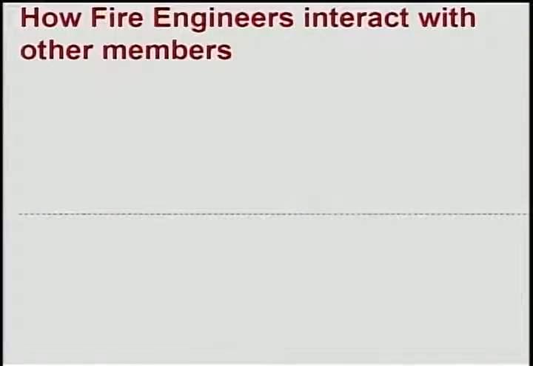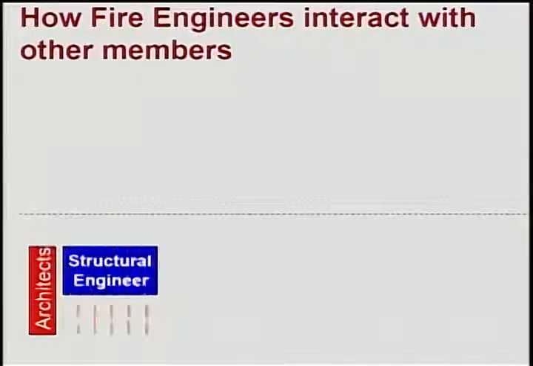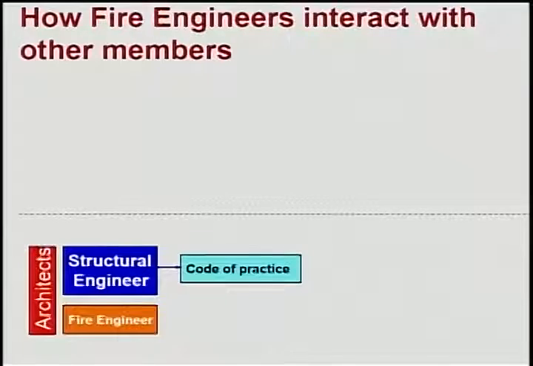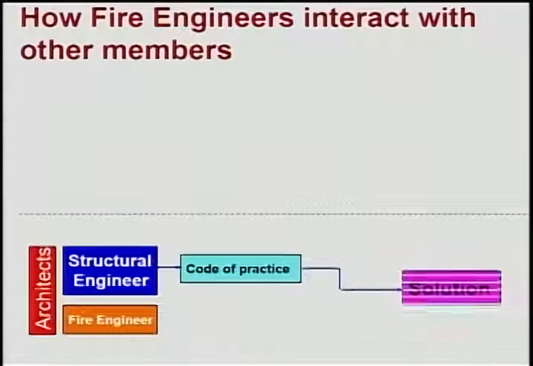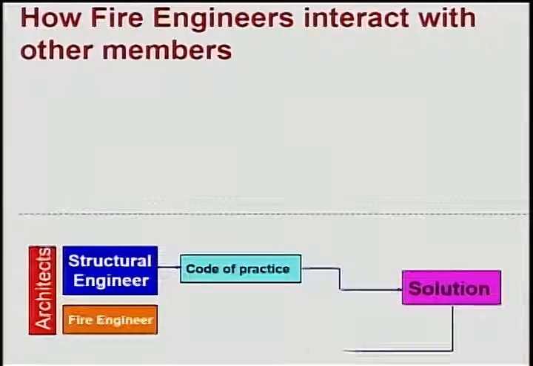Now, how fire engineers interact with other members. This is very important. The fire engineer usually gets something from the architect and some information from the structural engineer. And of course, there is a code to be followed by the structural engineers. The fire engineer has to follow the data and get some information from the architect and the structural engineer, so it goes to a solution. In that solution, you can see the role of the fire engineer is the main person to decide if it can be applicable or not.